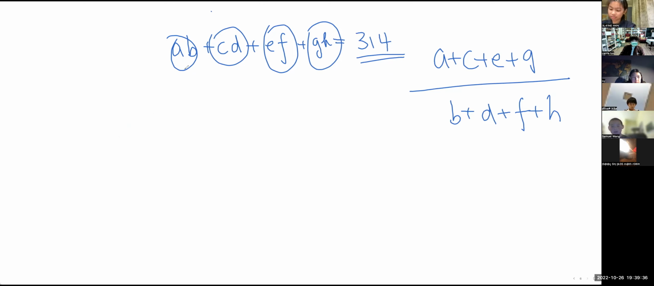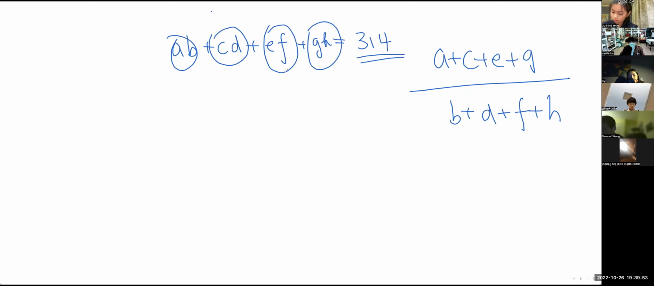Get it? So when you see four 2-digit numbers added together to equal 300 something, this number must be bigger than what? Bigger than 5 or bigger than 6. Correct, everybody?